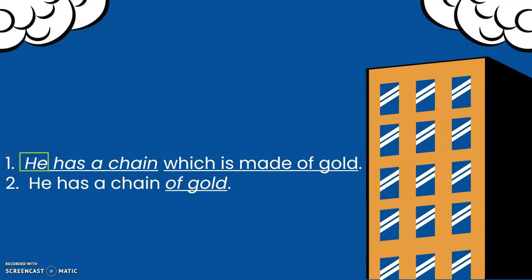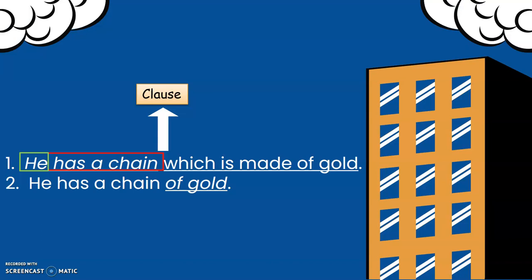It is a predicate. So where a sentence contains a subject and a predicate, that part of the sentence is called a clause. Now let's see the next one. He has a chain of gold. Now of gold, this underlined part, is there a subject? No. Is there a predicate? No. So a group of words where there is no subject and no predicate is called a phrase.